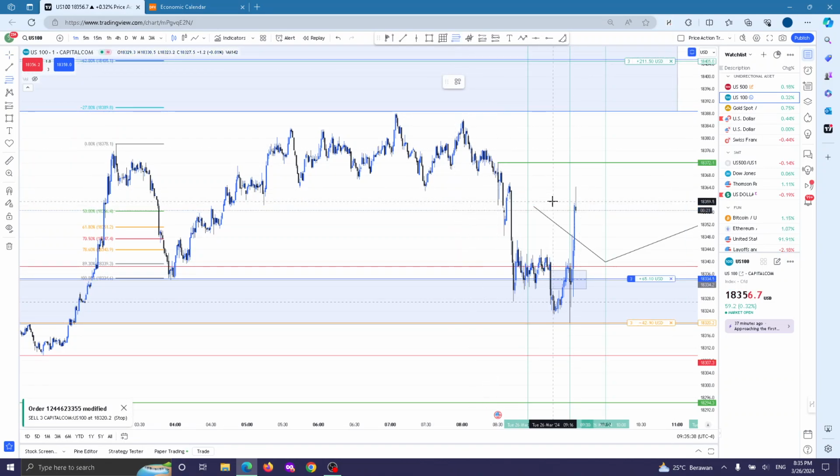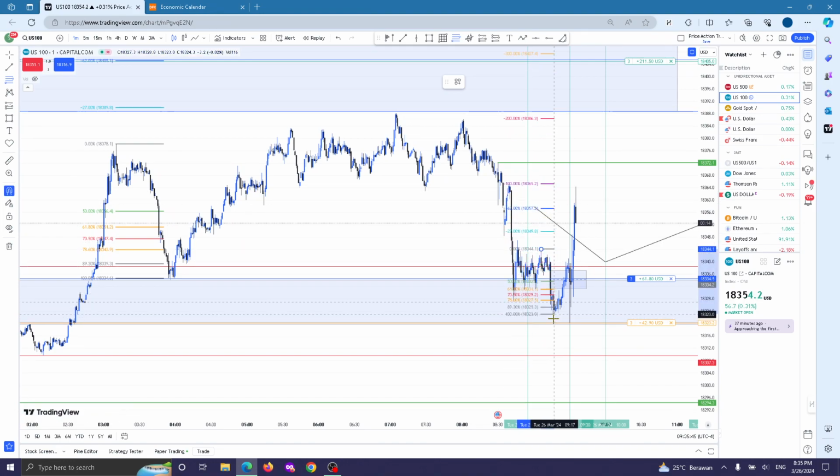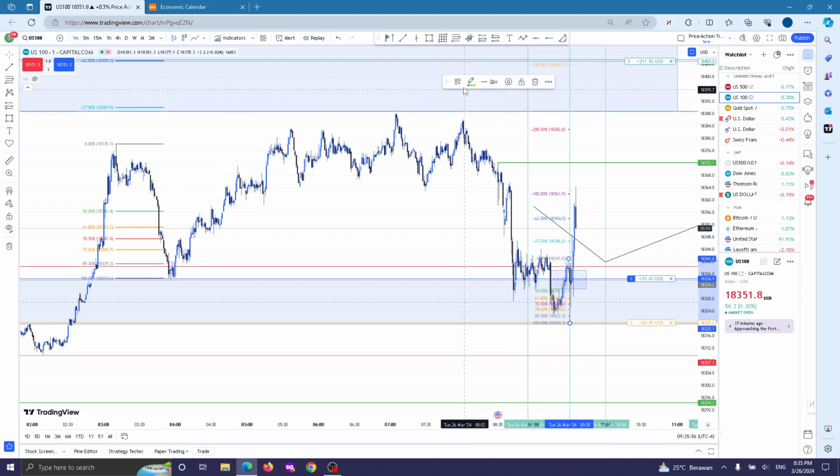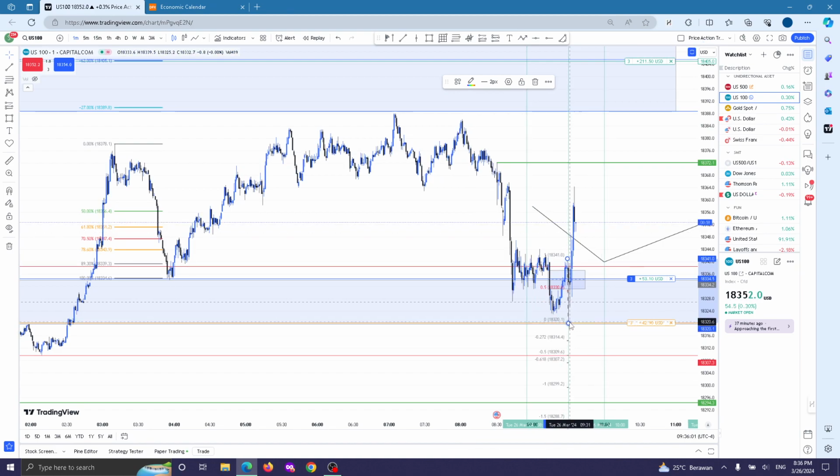And we can put a standard deviation of this price leg here. It's this one. Standard deviation. There we go.